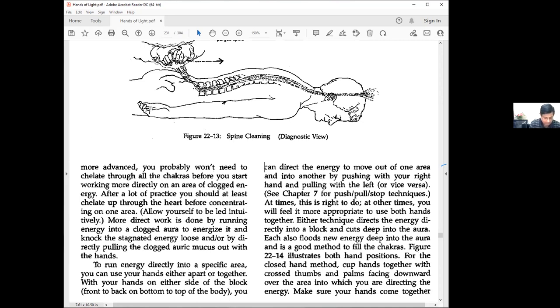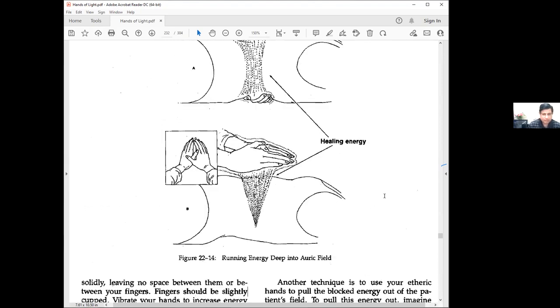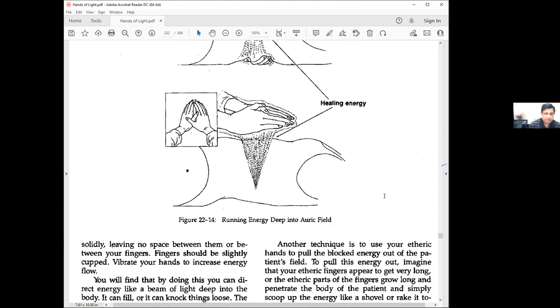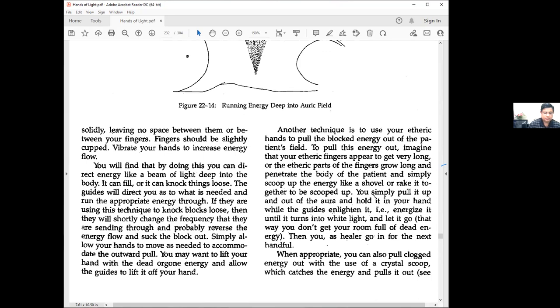For the closed hand method, cup hands together with crossed thumbs and palms facing downward over the area into which you are directing the energy. Make sure your hands come together. So again, the diagram is there. You can see how they're doing. It's between them or between your fingers. Fingers should be slightly cupped. Vibrate your hands to increase energy flow.